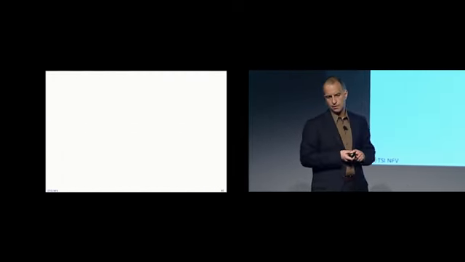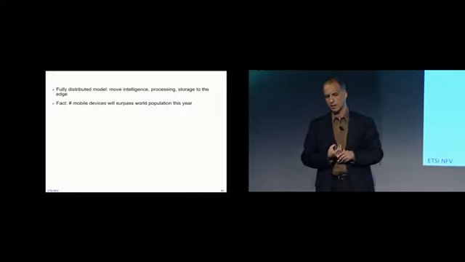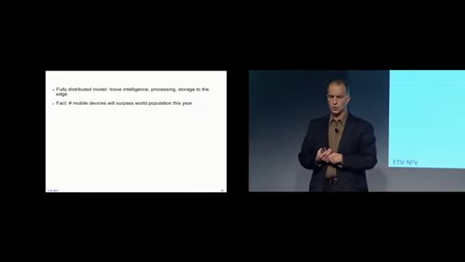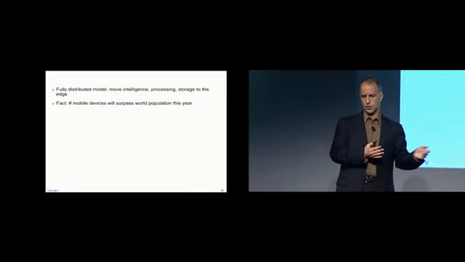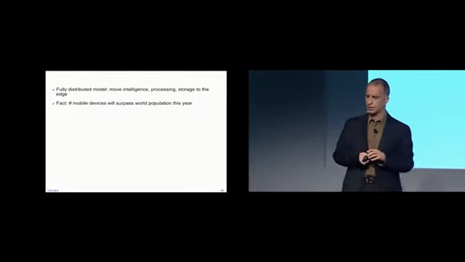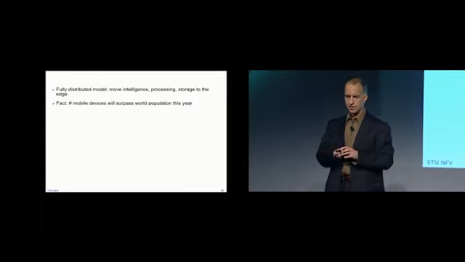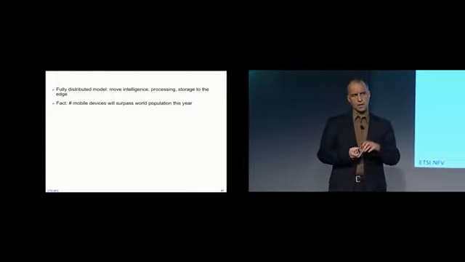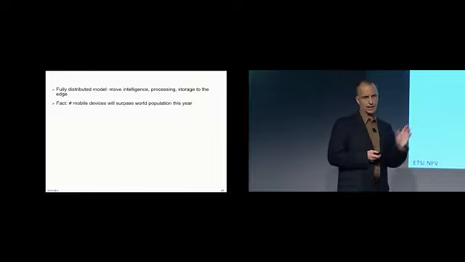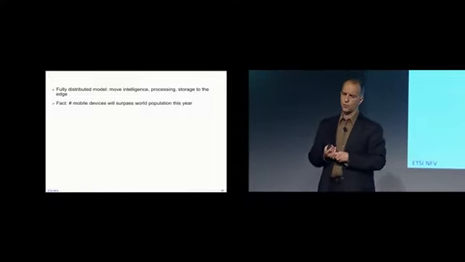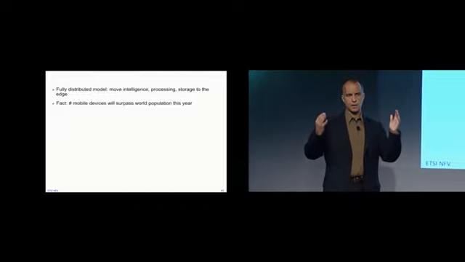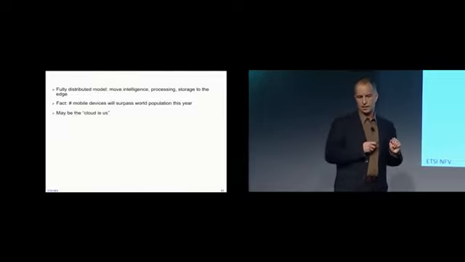So we just need to provide some new ways for information to be computed and stored around. So maybe we can go to a fully distributed model, move intelligence, processing and storage to the edge of the network, maybe close to the base station, for instance, or to some other edge device. The one fact that we know for sure is that the number of mobile devices this year will surpass the number of people in this world. That means there's going to be a tremendous processing power in our hands. And maybe the cloud is us.